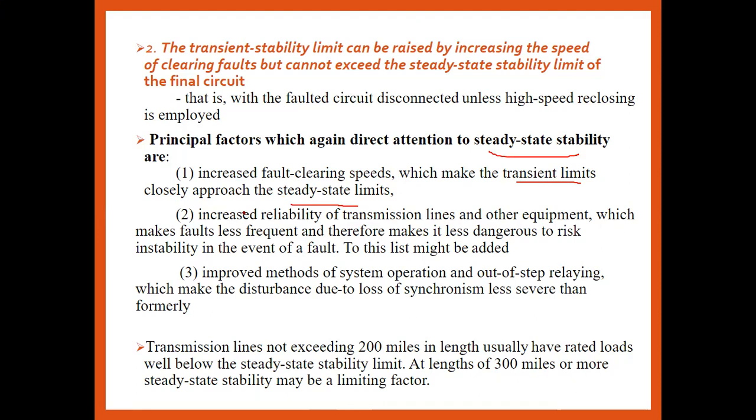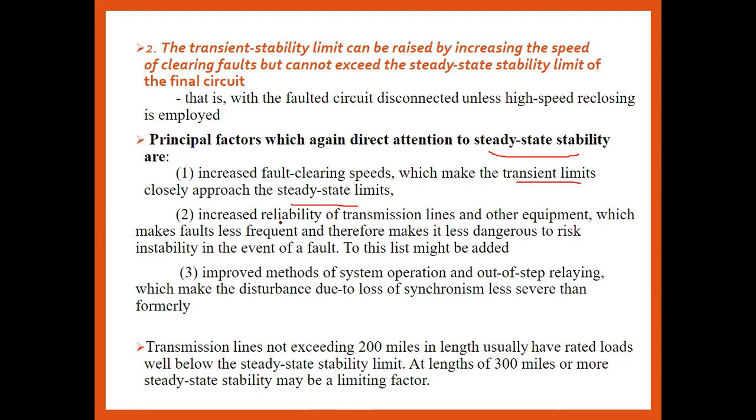Now the second important parameter to improve the power transfer over the concerned transmission line is to increase the reliability of the transmission line and the other equipment. What are the different equipment connected on the transmission line? The generator is there, the transformer is there, even the distribution panel is there. All the equipment connected from the generating station to the receiving end station should have improved reliability, so that the maximum power transfer capability is improved.